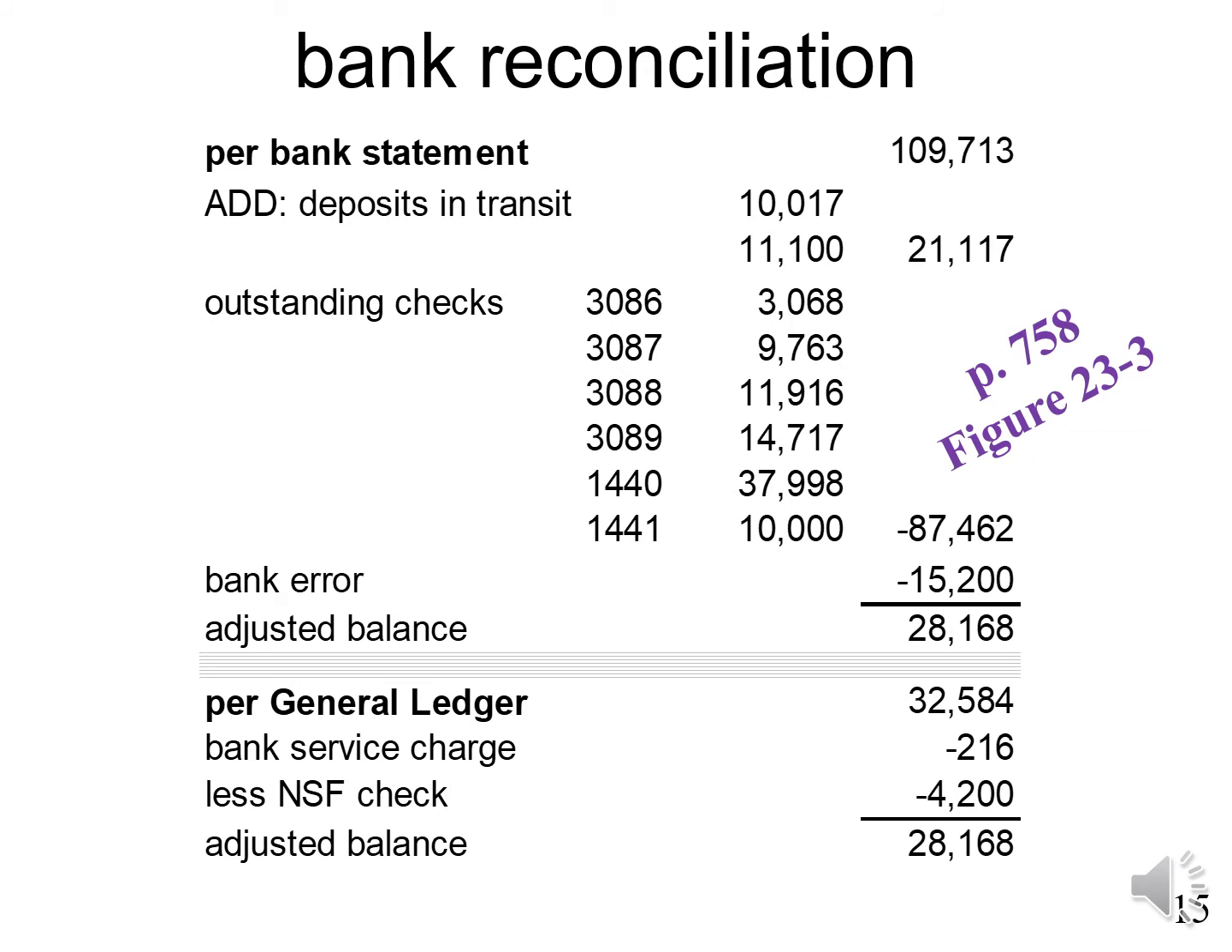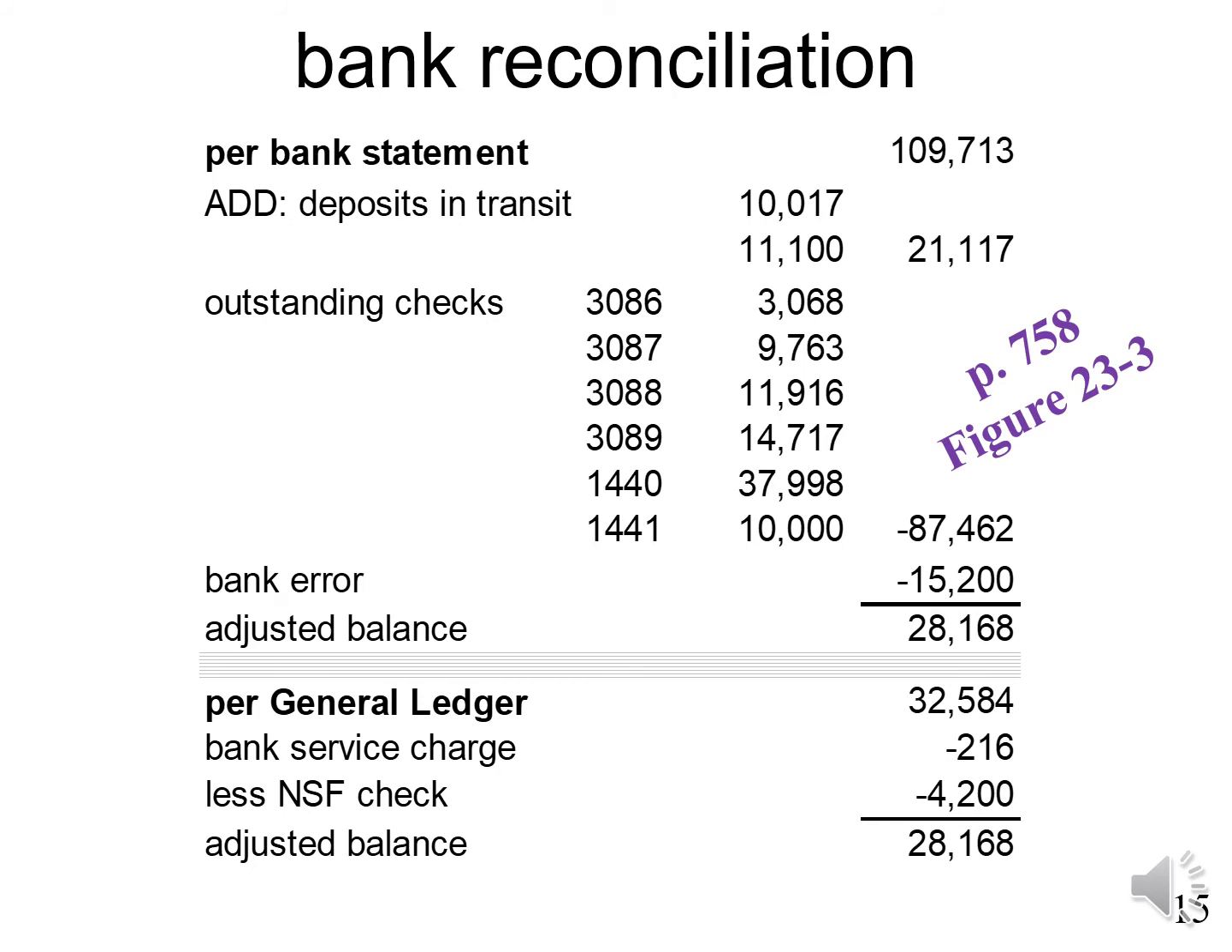And then the bank made an error. That's pretty unusual. So the correct balance should be $28,168. My general ledger balance is $32,584. I've got a service charge, and there's a customer check that bounced. It was a check that didn't have sufficient funds.